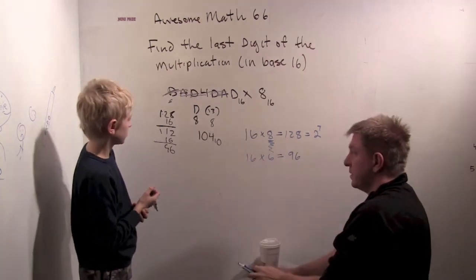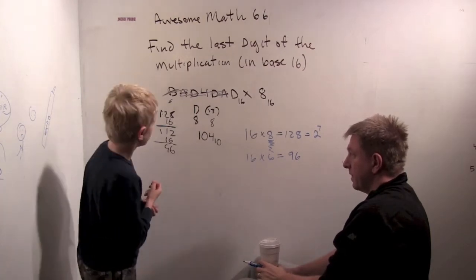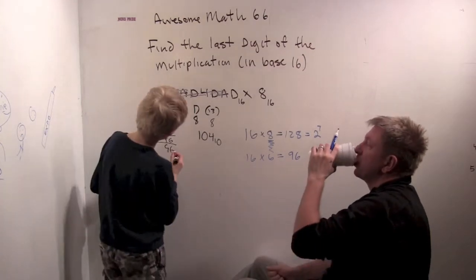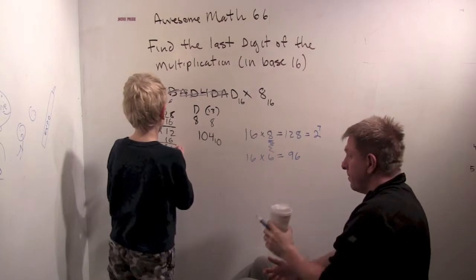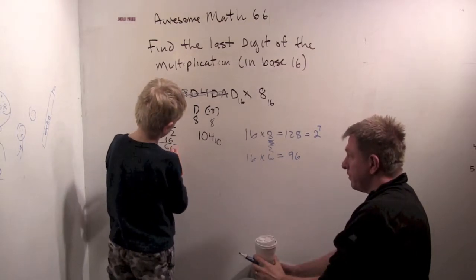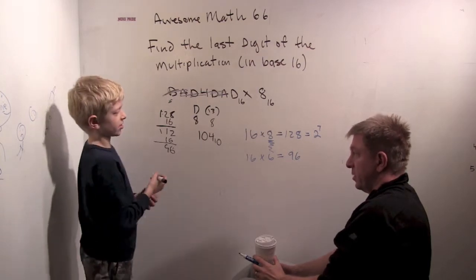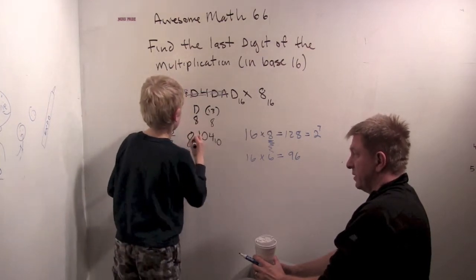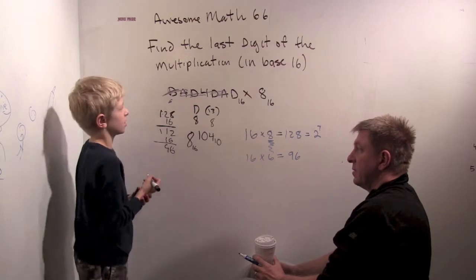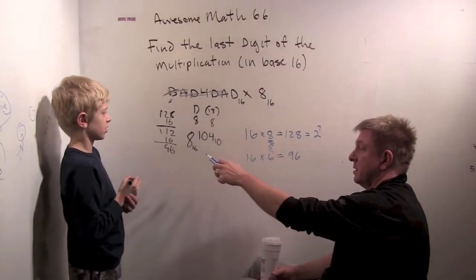Okay, great. And then to get to 104, we have to add back 8. So the last digit's 8. Very good. 8 base 16. So we were 8 away.